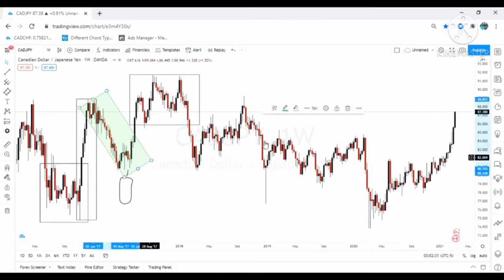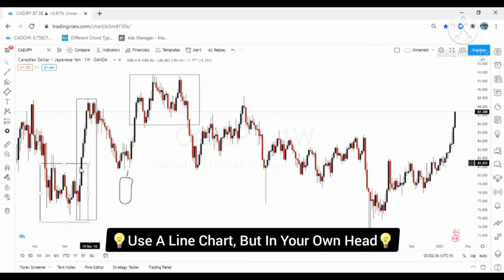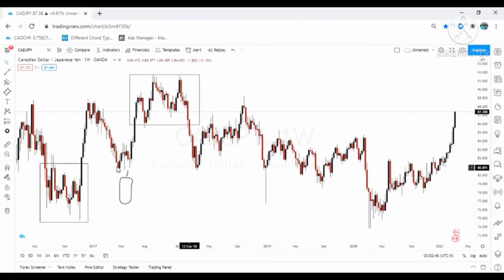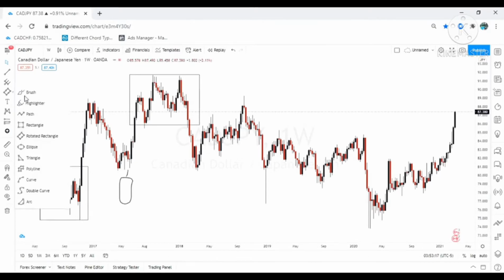The best way to understand the psychology of the market is to use a line chart, but in your own head. High time frames are very good indicators of where price is gonna go in the long run, because they give us an overview. They're like a summary of a week, like the summary of price action that's been happening for a while.